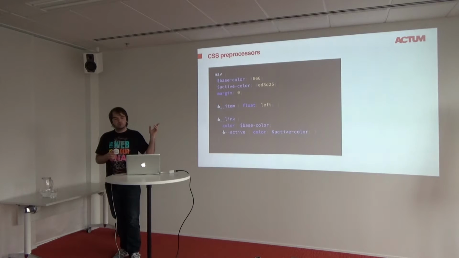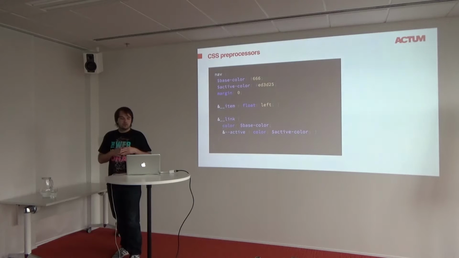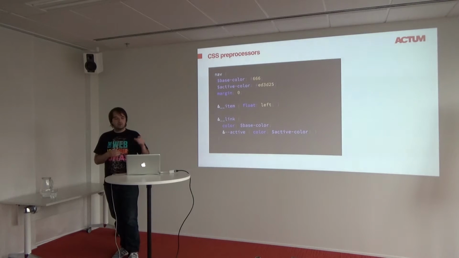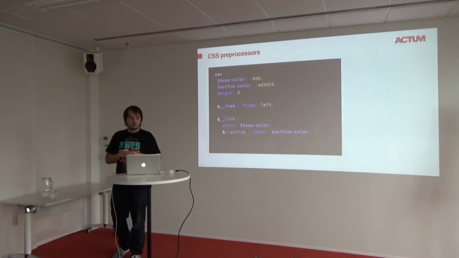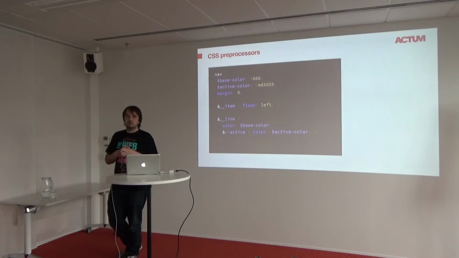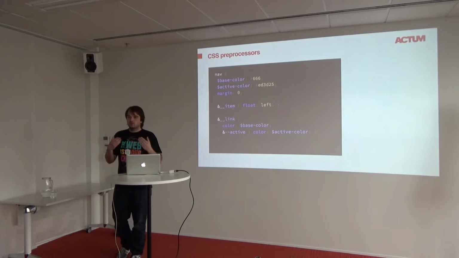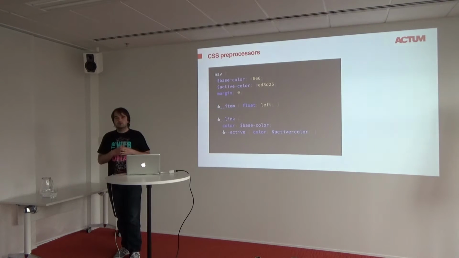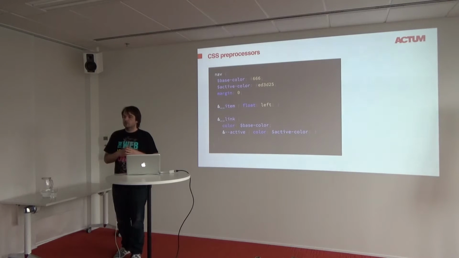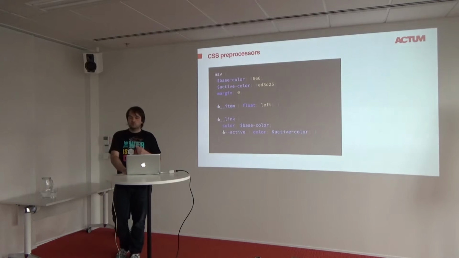Finally, we have variables on the top. They can be both global and local. As in this example, they are scoped to the navigation block. We have nesting there. As you can see, the ampersand characters. You can imagine them as the this keyword in object-oriented programming. And we can even have conditions, loops, mathematical operations, mixins, and so on. So this was CSS preprocessors.